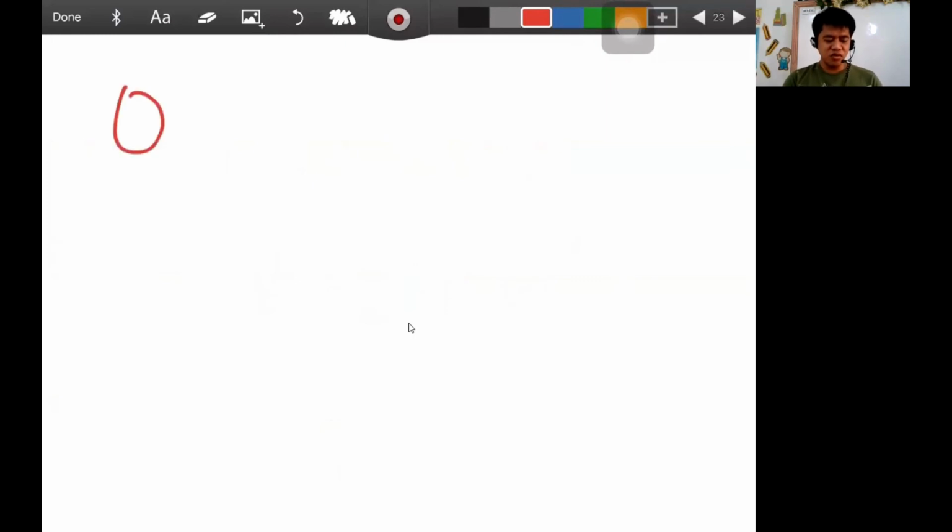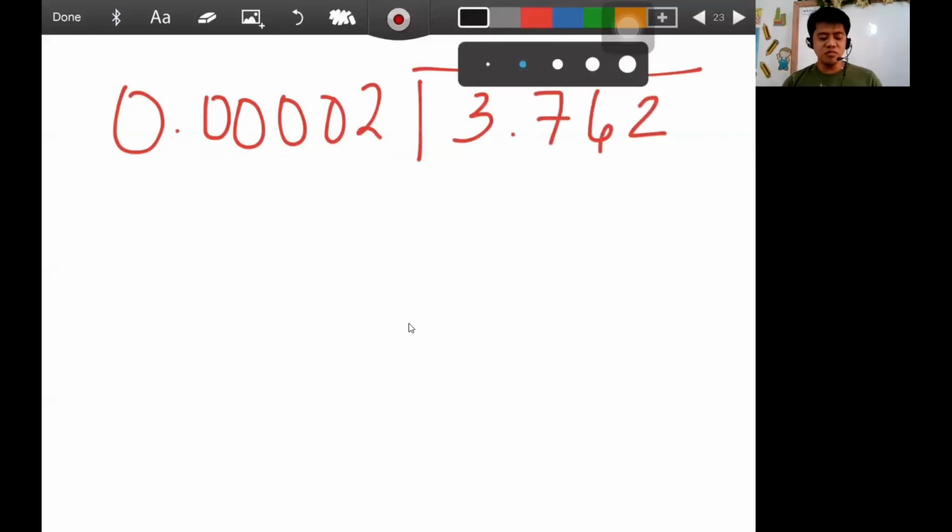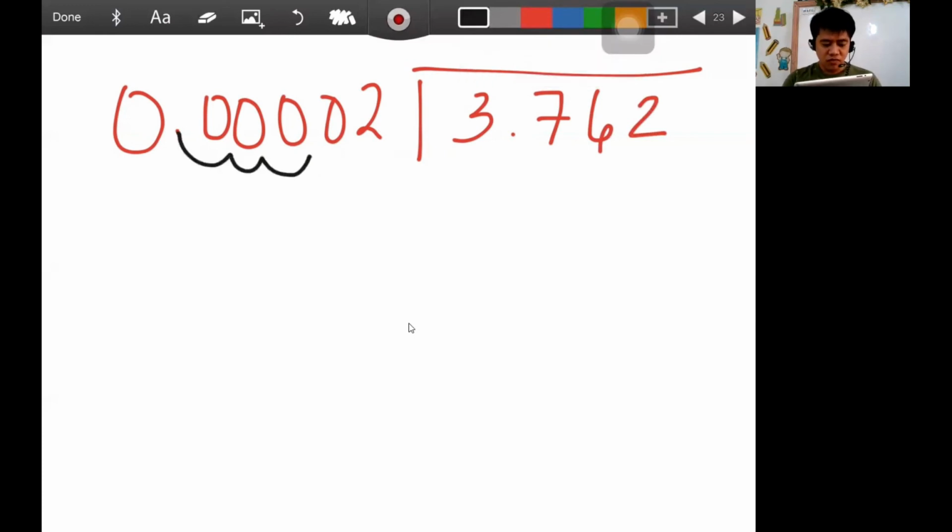Example ganito, 0.00002 divided by 3.762. Now, ilang decimal places ang nandito sa divisor? Bibilangin. 1, 2, 3, 4, 5. So, magiging 2 na lang siya, tama? Kaya magbibilang din tayo dito ng 5. 1, 2, 3, 4, 5.